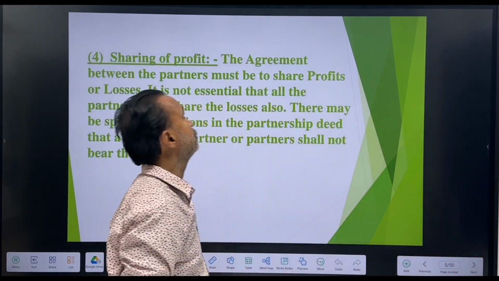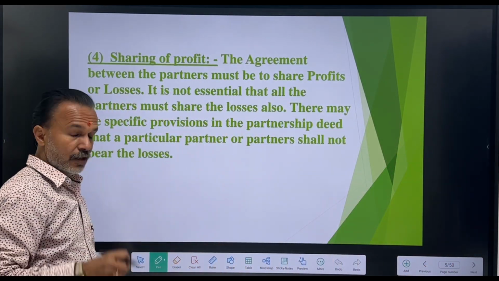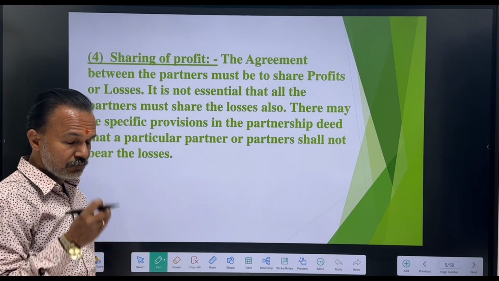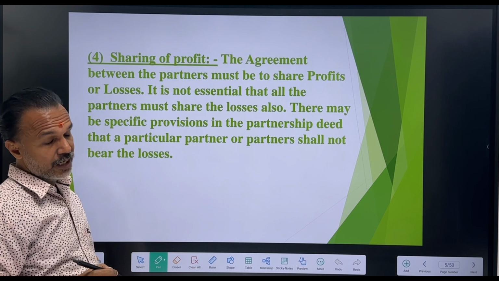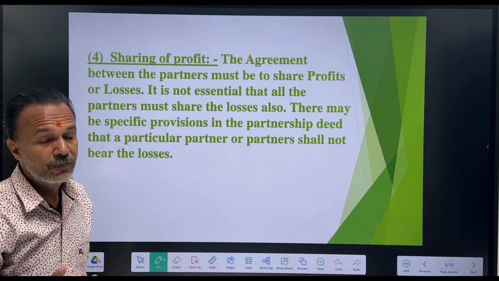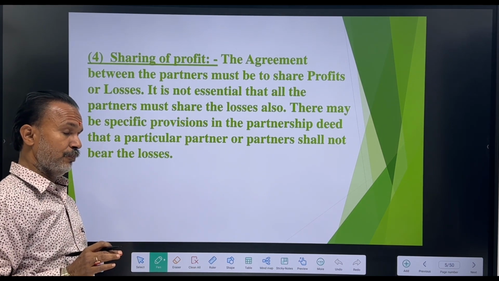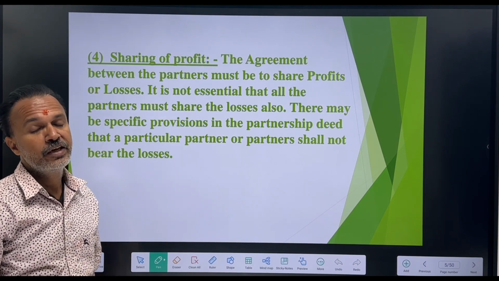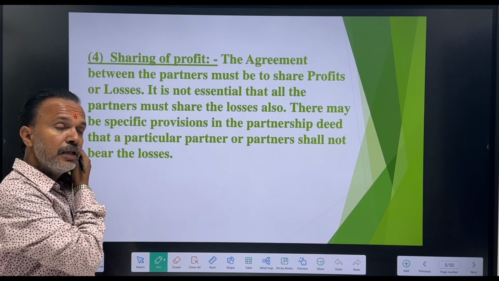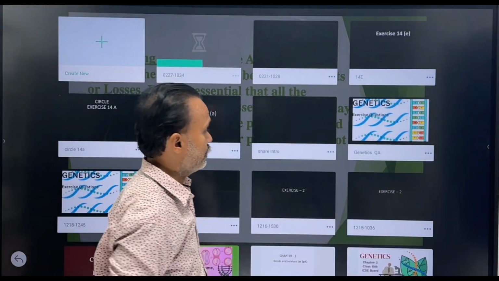Fourth, sharing of profit. The main object of the business should be earning profit, and this profit must be shared by the partners in their profit sharing ratio. Besides profit, loss will also be shared by the partners in their profit sharing ratio.